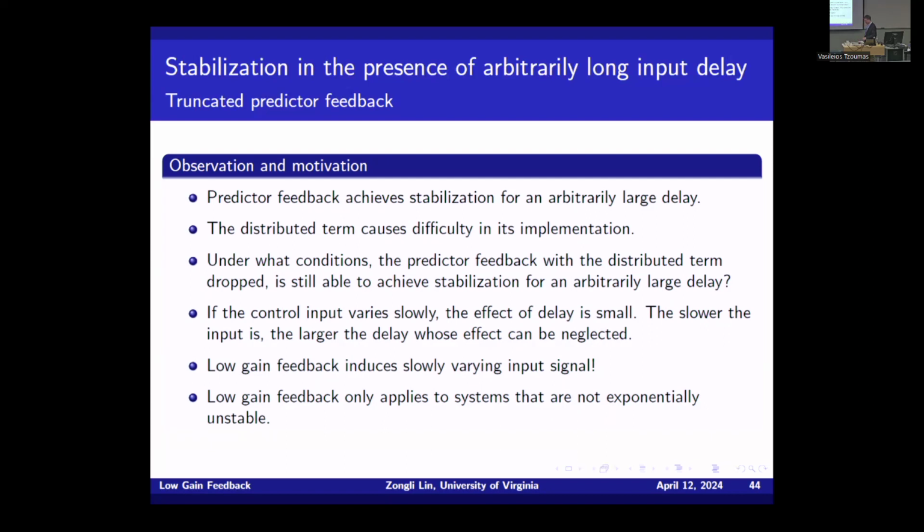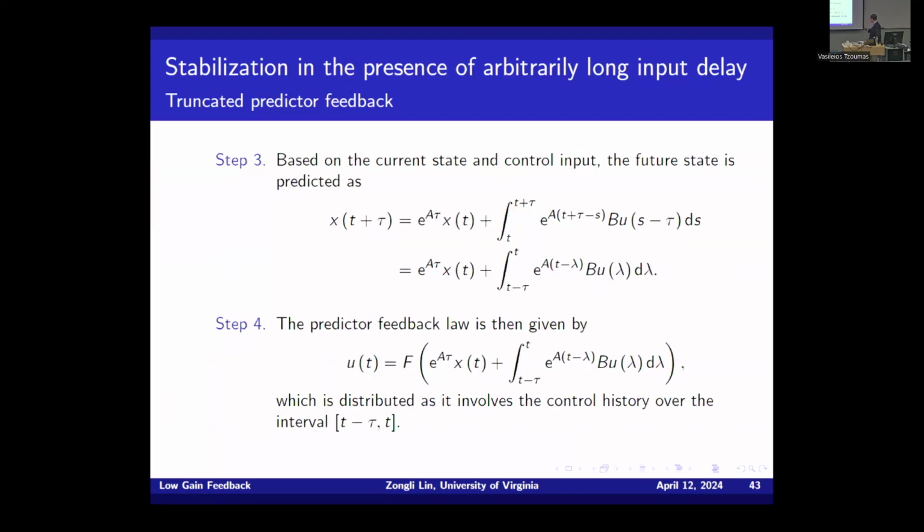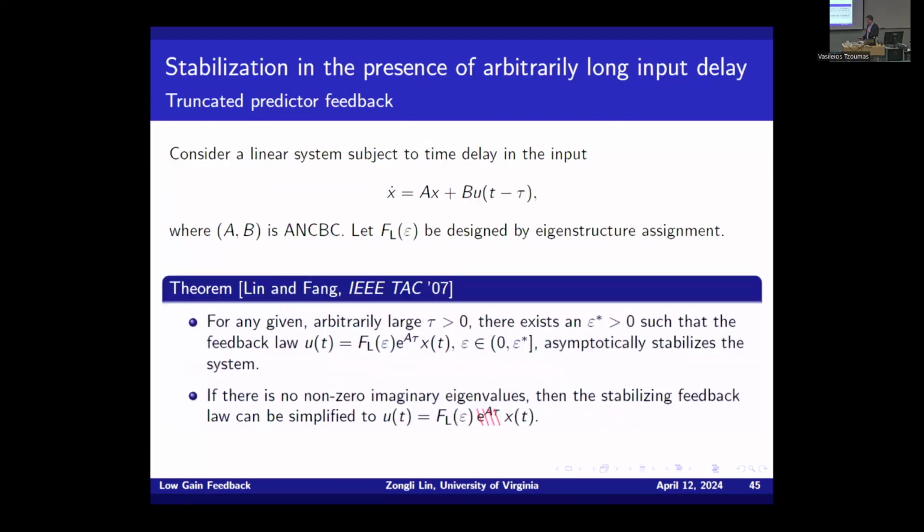And another way to look at this is this. If I look at this, and this is epsilon order, right? And if I use low gain feedback here, this is also epsilon order. Now, epsilon order times epsilon order, this term becomes epsilon squared order, but this term is epsilon. So that means this epsilon squared order term possibly can be dropped. And we saw indeed that is the case, and this was in an earlier paper. So we get this, and we call it truncated predictor feedback. Basically, we throw out the distributed term, right?